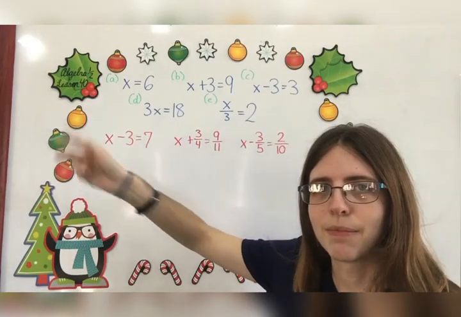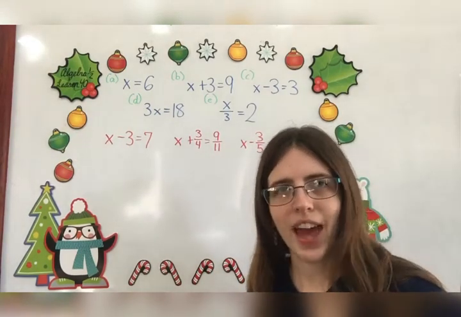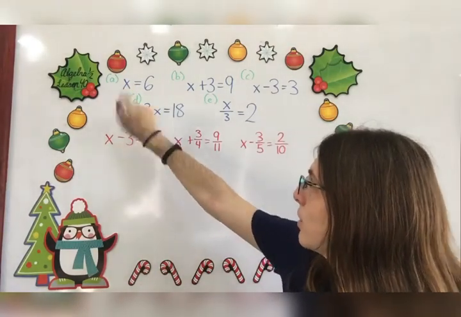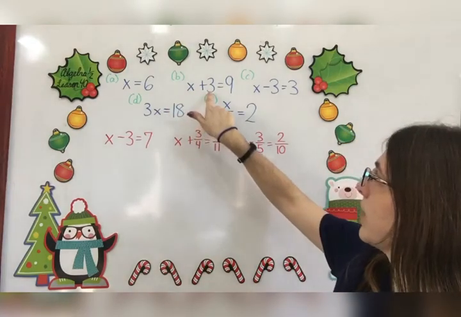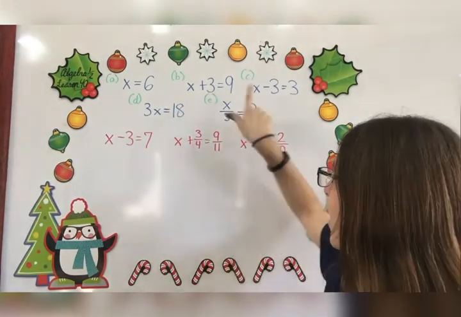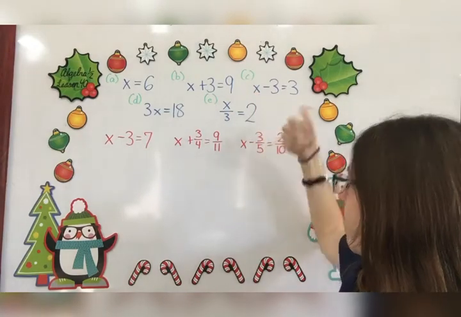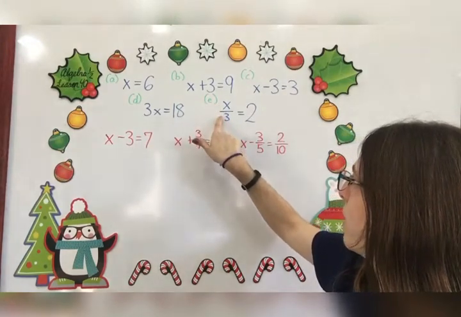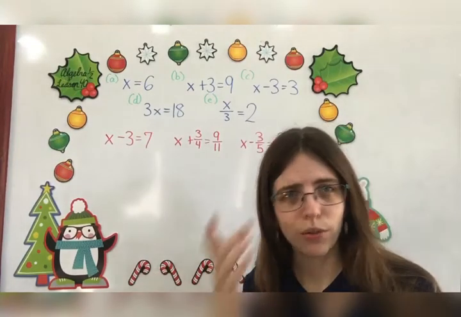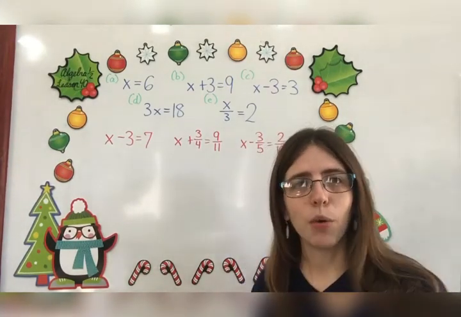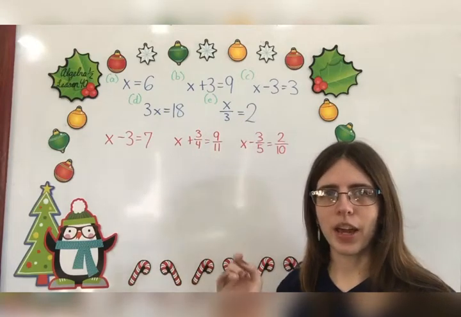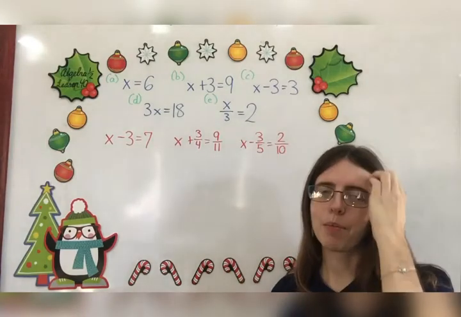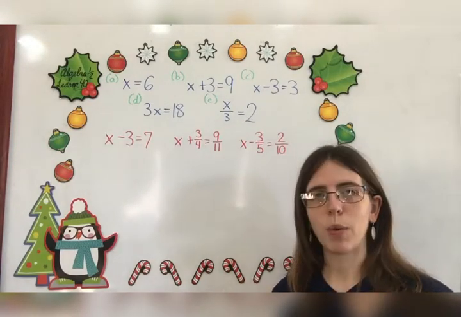X equals 6. But if we put 6 in place of x in every equation, it would be a true equation. So 6 in place of x here, 6 equals 6. Yep. 6 plus 3, is that 9? Yes, it is. 6 minus 3 is 3, so 3 equals 3. 6 times 3 is 18, so 18 equals 18. 6 divided by 3 is 2, 2 equals 2. So it would all be a true equation with 6 as your solution. So we would call these equivalent equations, because their answer is all the same number that would solve it. So that's what an equivalent equation is.